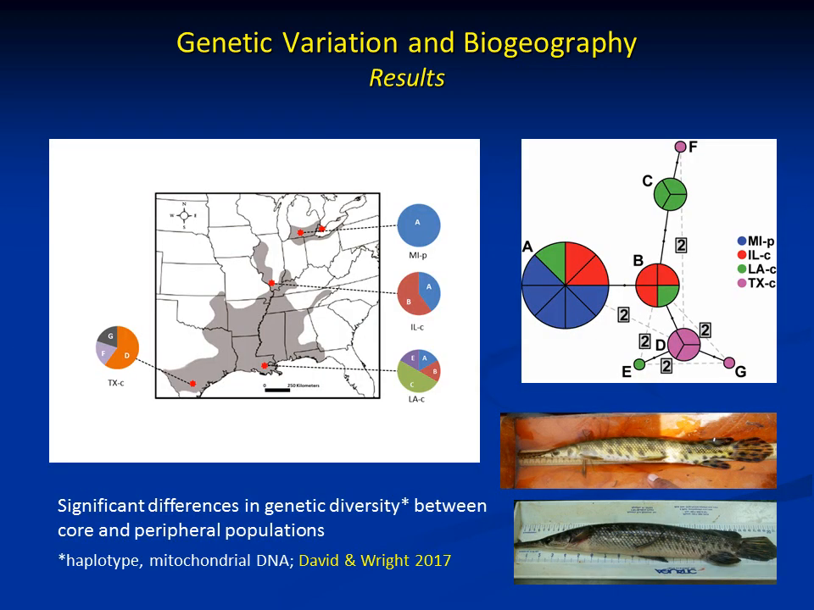We see this uniform haplotype here up in Michigan. And of course, Texas is very different here. So Texas seems to be different.